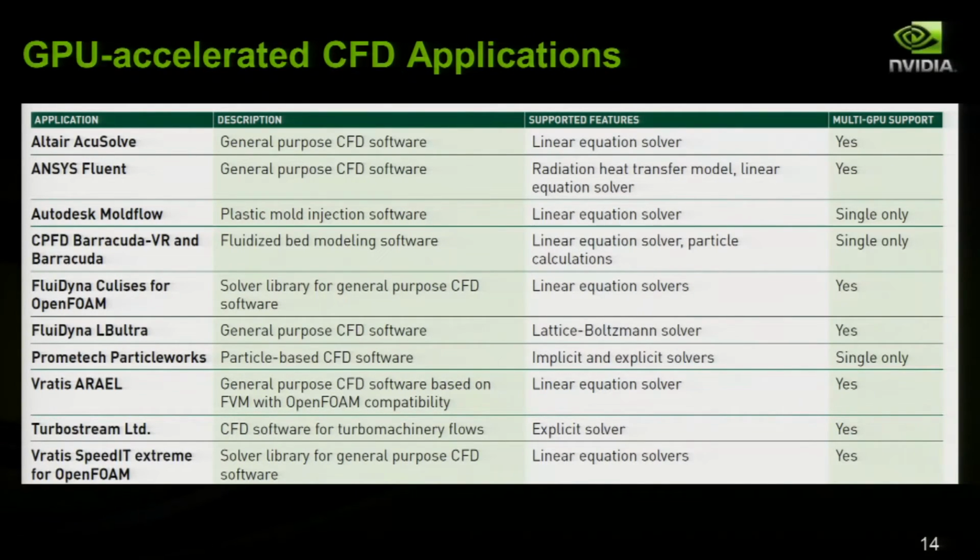FluiDyna also has another code called UltraFluidX. It's shown as Aeolus, but it has recently been renamed UltraFluidX, which is a lattice Boltzmann solver. LB solvers are highly suitable for parallelization on GPUs, and this is where you can expect almost 10x speedups. They are making a lot of progress in accelerating lattice Boltzmann solutions. And there are other applications that are GPU accelerated today.